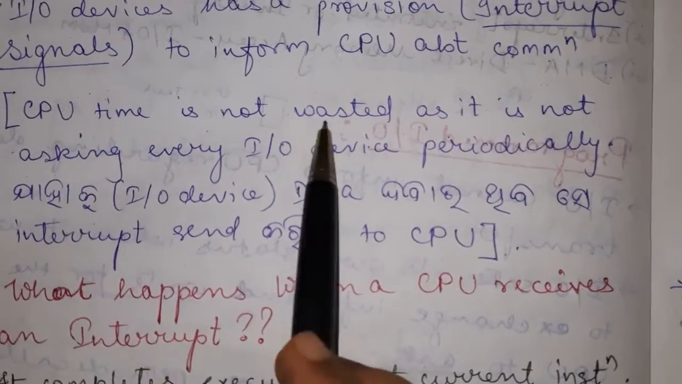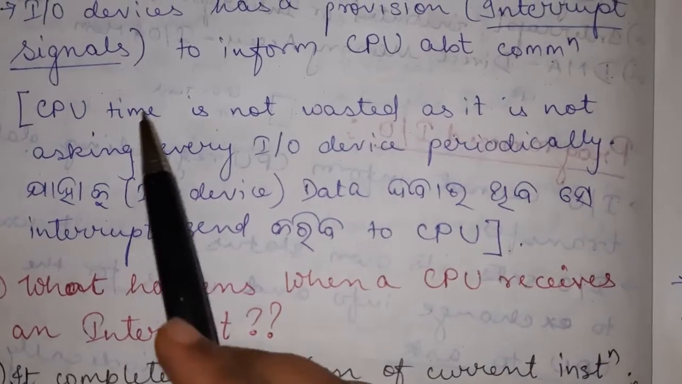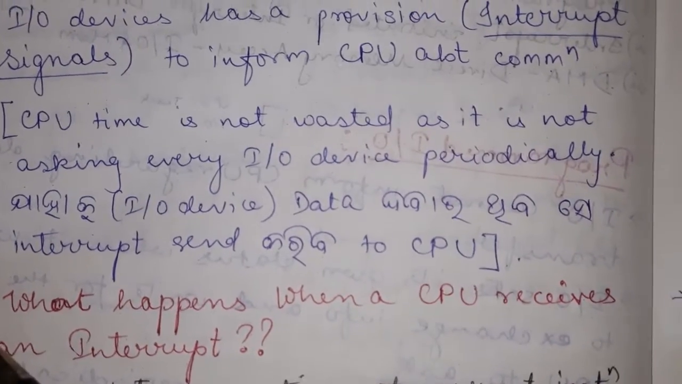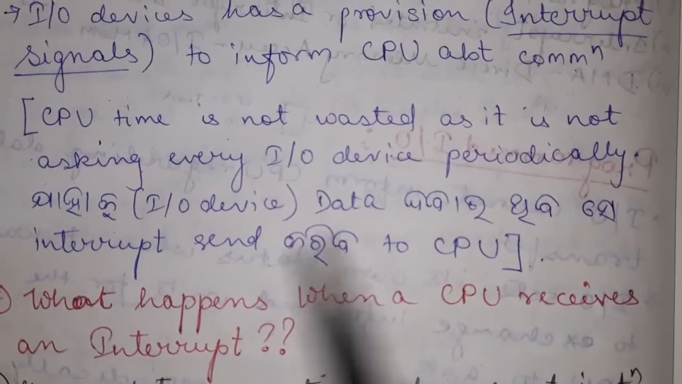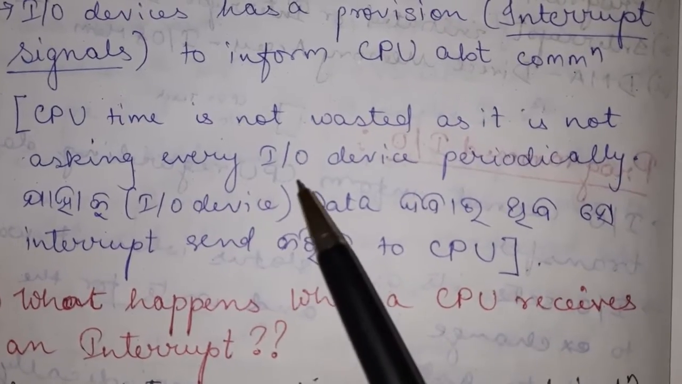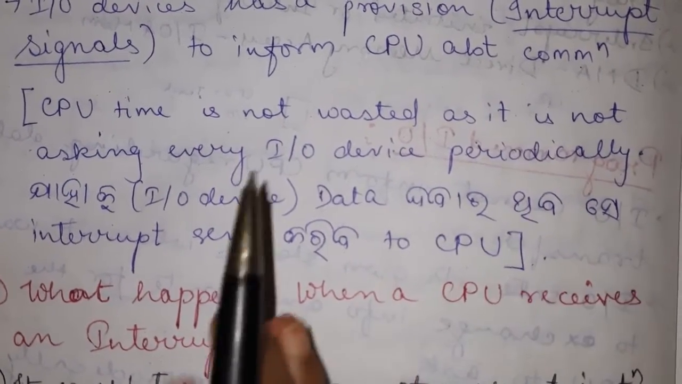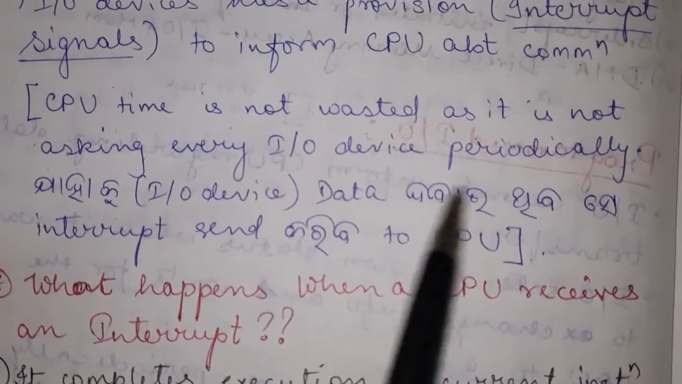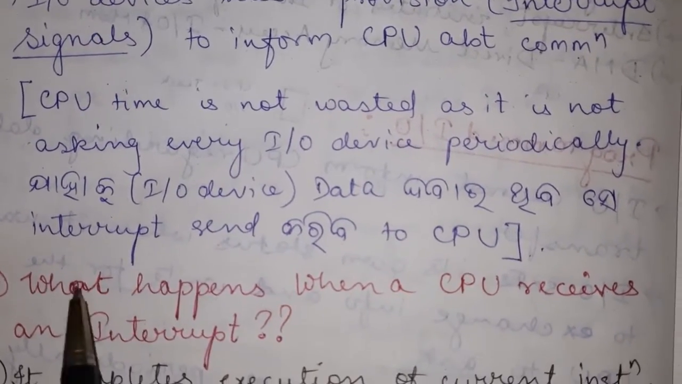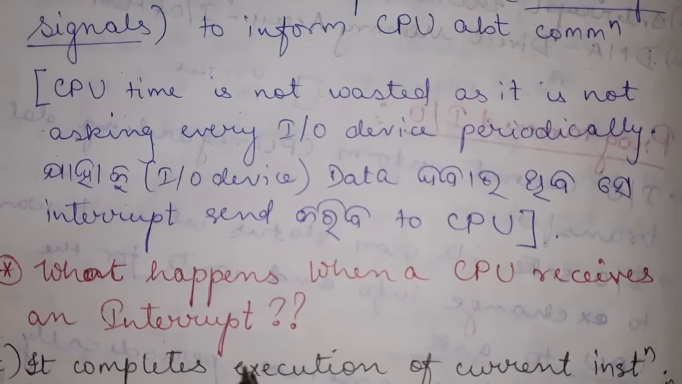So in this, CPU time is not wasted because it is not asking every device, only whichever device wants to transfer data. If they have prepared the data, then only they can transfer. So the CPU time is saved.